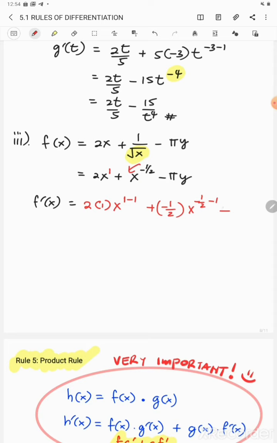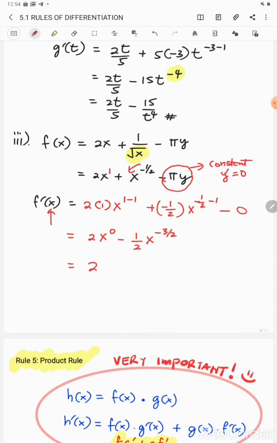And then minus, this part, how to differentiate y? Actually for the pi and y, these two are constants, right? So when we differentiate a constant, we get 0. So minus 0. Don't get confused, because now our variable is x, not y. To simplify this, we get 2x to the power of 0, plus minus 1 over 2 x to the power of negative 1 over 2 minus 1. So we get negative 3 over 2, minus 0. Never mind, no need to write 0.